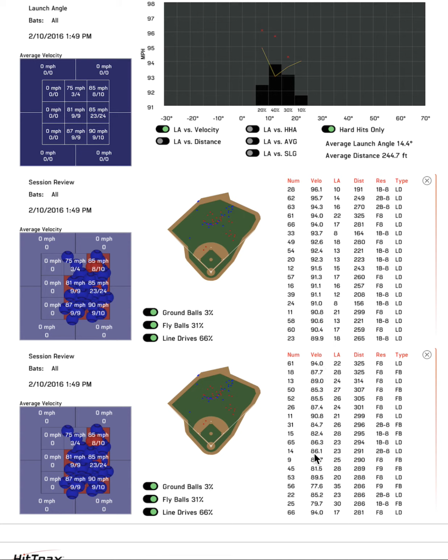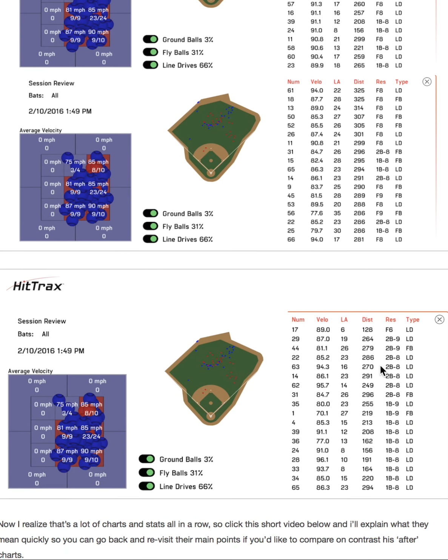If you'll notice, that 96 mile an hour ball that he hit is nowhere to be found, because he only hit it 10 degrees off the ground. So that only went 191 feet, which is a single, whereas this ball that he hit 94 was at 22 degrees. It went 325 feet, but it was a fly out because of the direction he hit it. So that's what I wanted you guys to see.